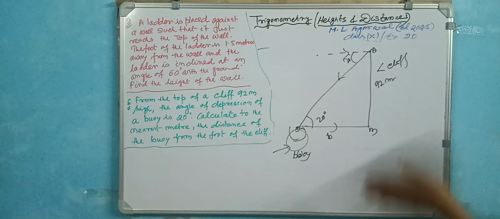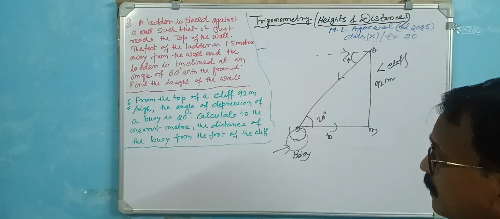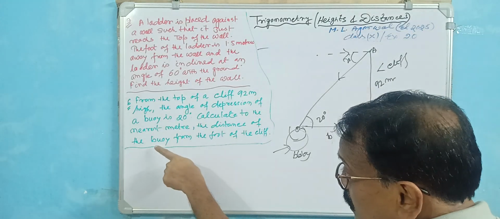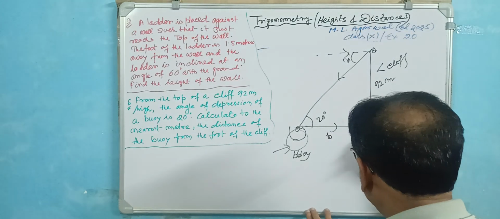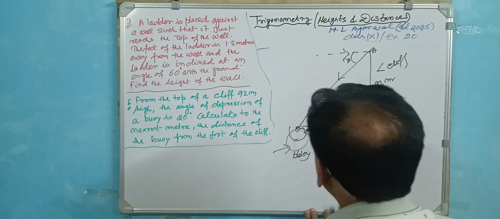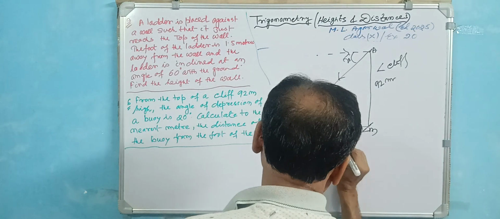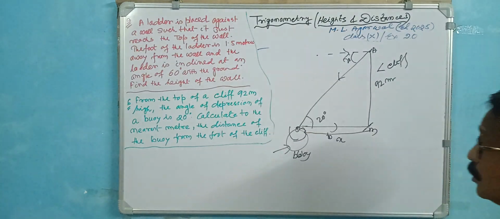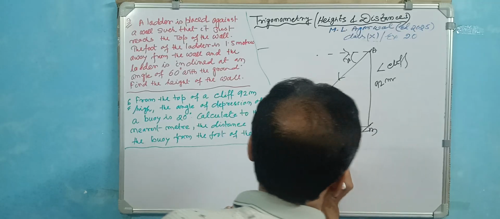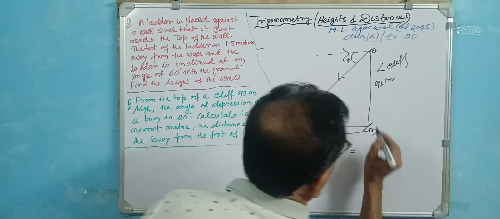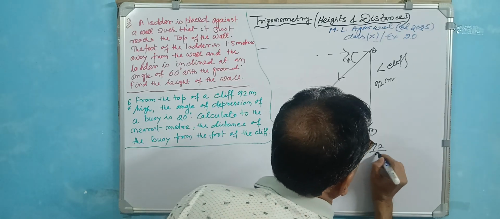Okay, clear? This is 92. Calculate to the nearest meter the distance of the buoy from the foot. From here, what is the distance? This is the thing. Very easy, but the concept must be clear. Suppose this is x. So you know tan 20 degrees equals perpendicular by base, 92 by x.